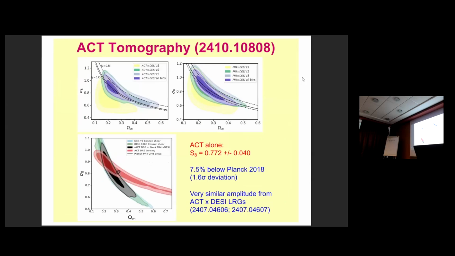So we repeated this tomographic analysis with the ACT data. Suffice it to say that we more or less reproduced our previous Planck result, which was a 10% deficiency in signal. Here it's 7.5% low. So it's still the same indication for a low density universe.